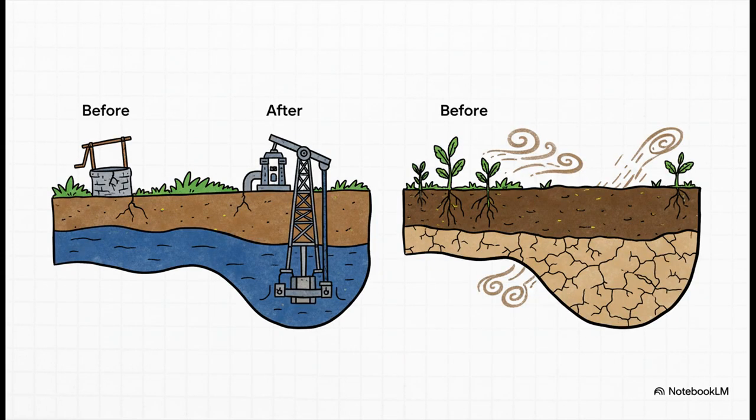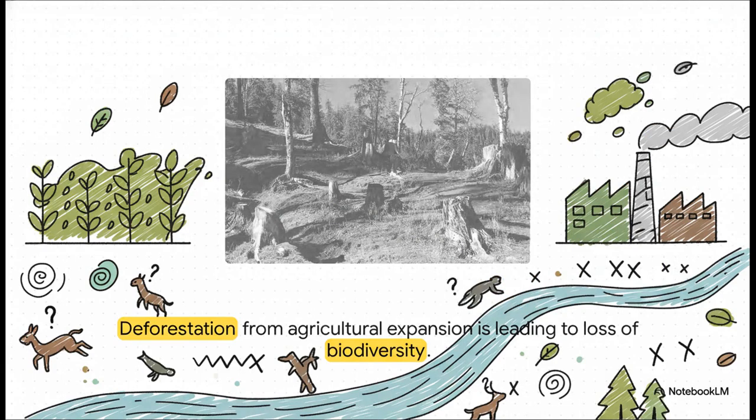First up, resource depletion. This basically means we're using up non-renewable resources so fast that they can't be replaced. For example, in states like Punjab and Haryana, the groundwater levels are dropping at an alarming rate. In the same way, precious topsoil, which takes thousands of years to form, is being lost to erosion and poor management. A huge driver of resource depletion is deforestation, which this slide illustrates.